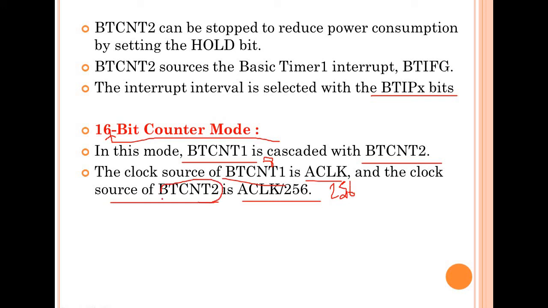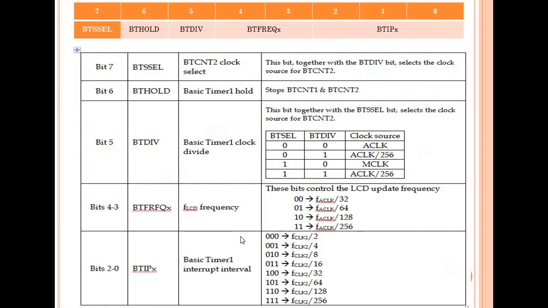And coming to the control register, the first 3 bits here, 0 to 2, are the basic timer interrupt interval selection bits. If it is 0 0 0, the interval is generated: your clock frequency is reduced by 2 cycles and the interrupt is generated accordingly. If it is 0 0 1, your clock frequency is reduced by 4 cycles and the interrupt is generated accordingly, and so on.